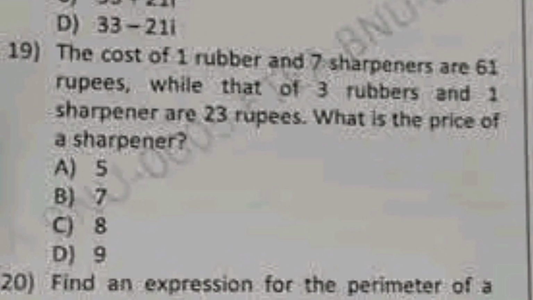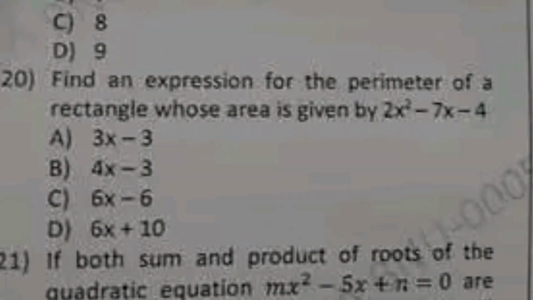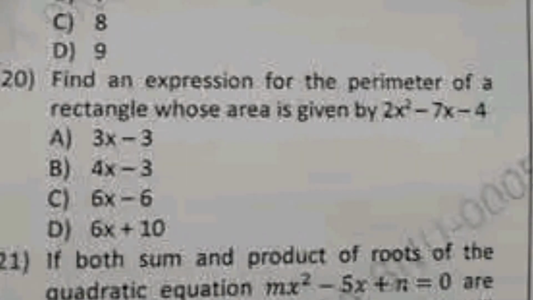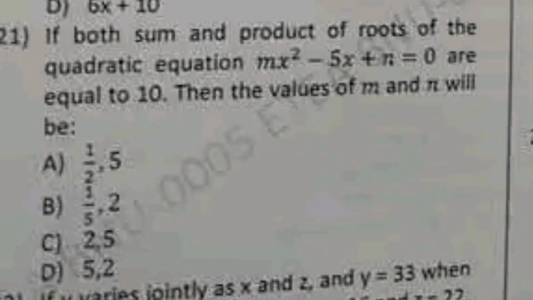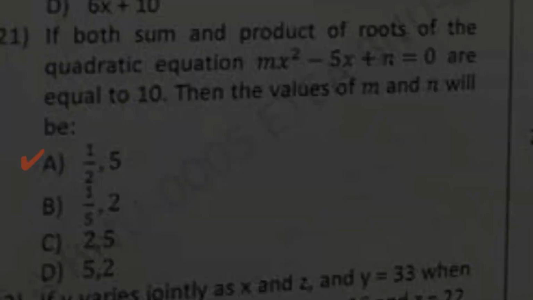The cost of 1 rubber and 7 sharpeners are 61 rupees, while that of 3 rubbers and 1 sharpener are 23 rupees. What is the price of a sharpener? And that is option C, 820. Find an expression for the perimeter of a rectangle whose area is given by 2x square minus 7x minus 4. And that is option C, 6x minus 6. 21. If both sum and product of roots of the quadratic equation mx square minus 5x plus n is equal to 0 are equal to 10, then the values of m and n will be, and that is option A, 1 over 2 and 5. 22.